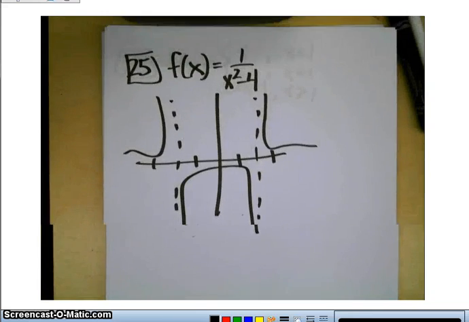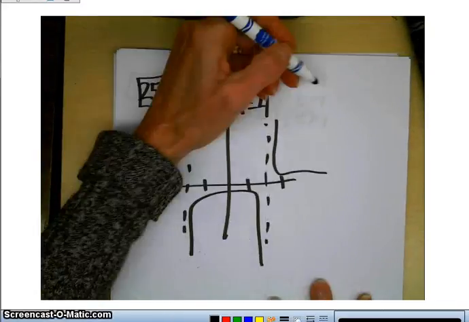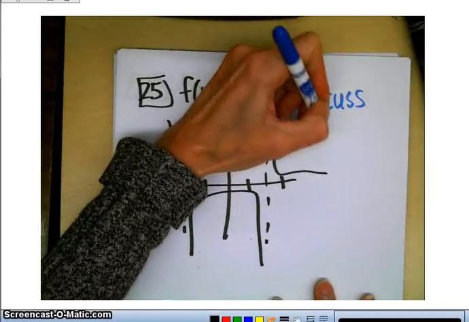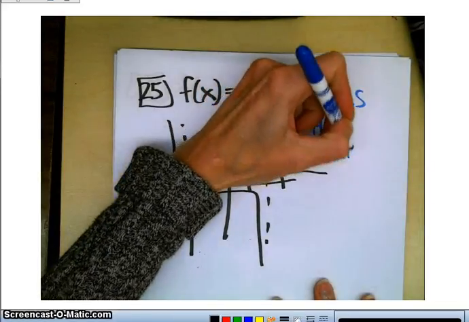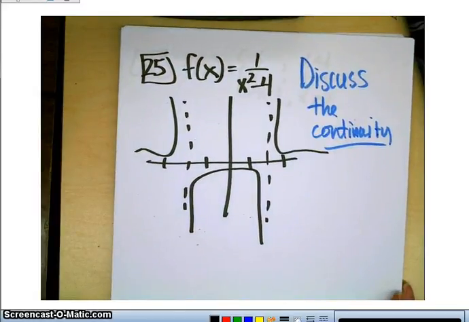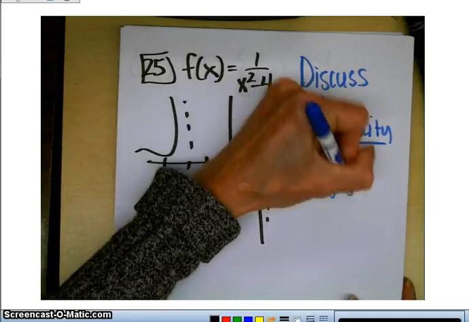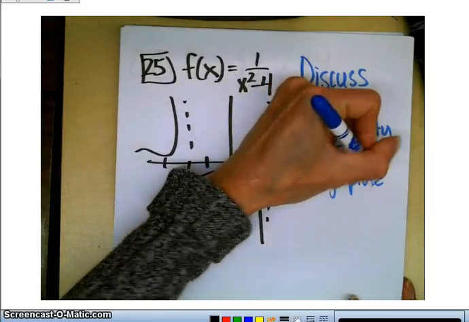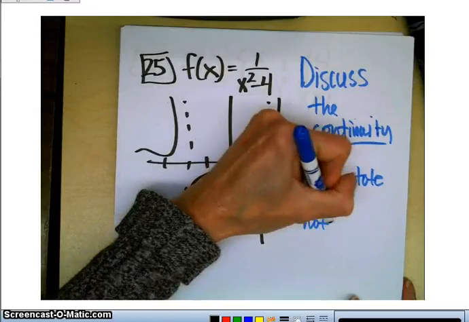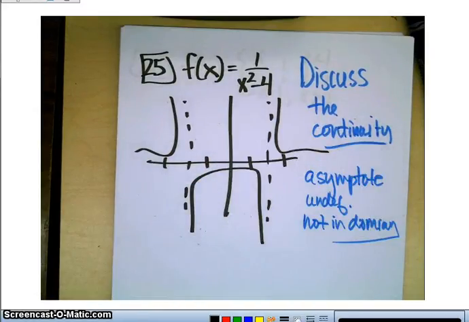Now, we aren't given any limits, okay? For the rest of the problems, we're not given any limits, and our directions for the rest of the problems are to discuss the continuity of the graph. So when I'm discussing the continuity of a graph, I'm going to look for some things. I'm going to look for asymptotes, okay, where the function is undefined, things that are not in the domain. Those are going to be places where it's not continuous.